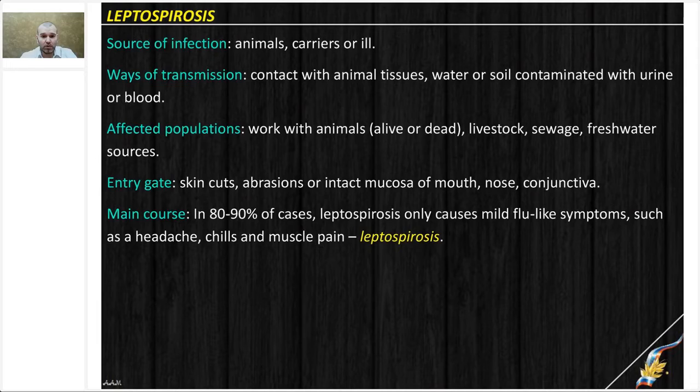Of course, water and soil, which are contaminated with urine or some other biological tissues of animals, can be contagious, and the disease can be transmitted by washing hands, swimming in aquatic reservoirs, drinking water, or use of that water for other purposes.